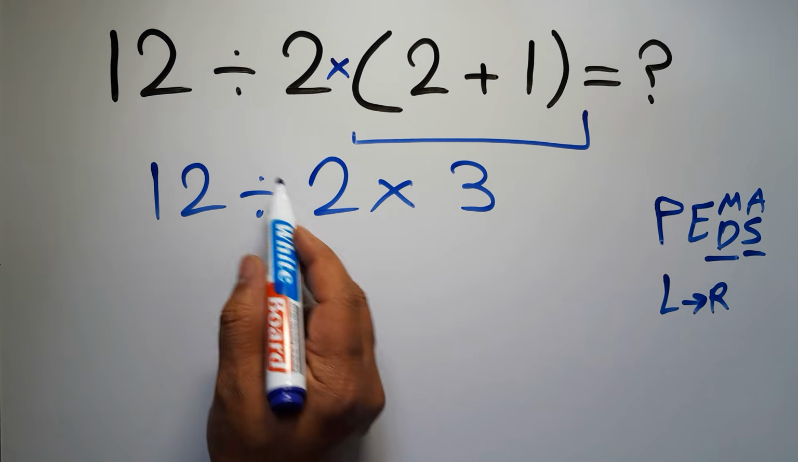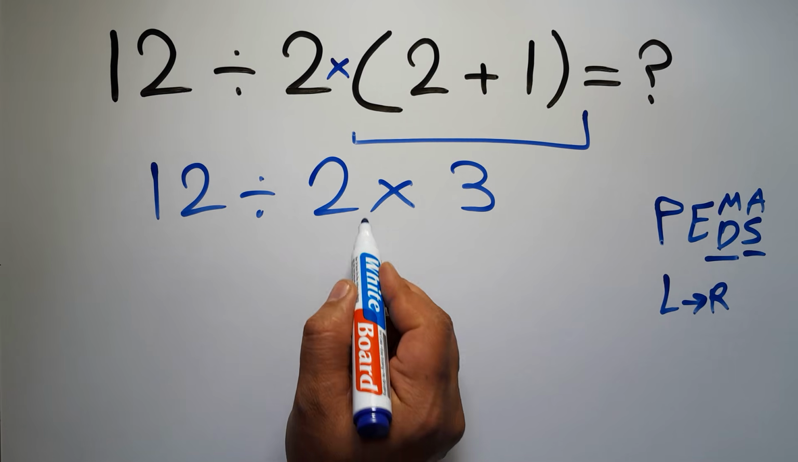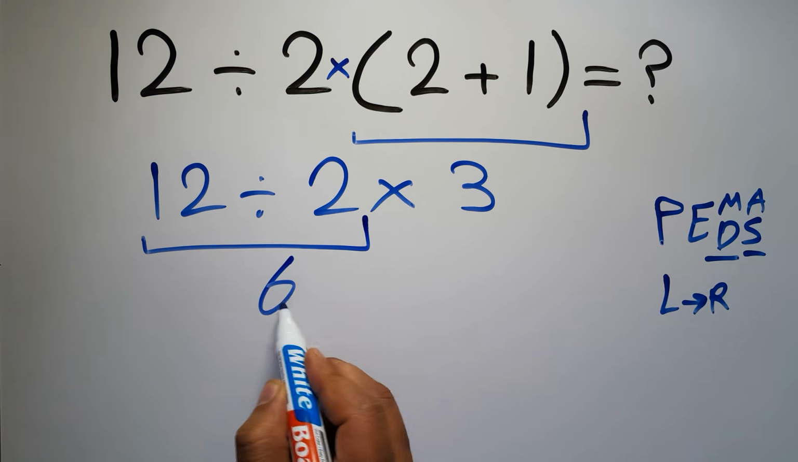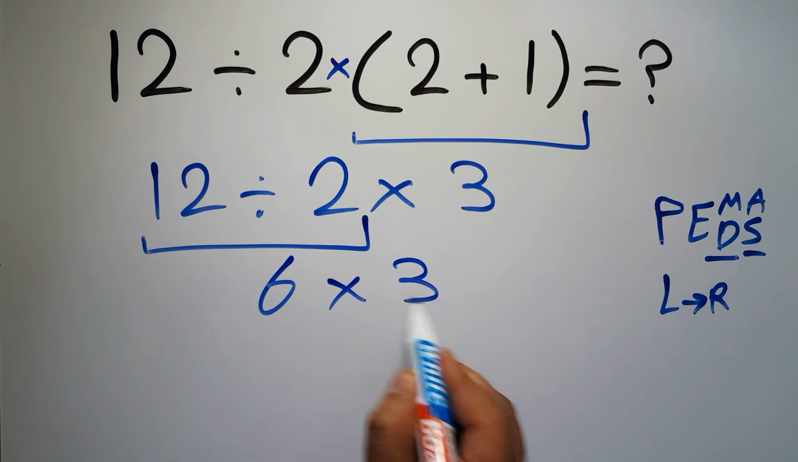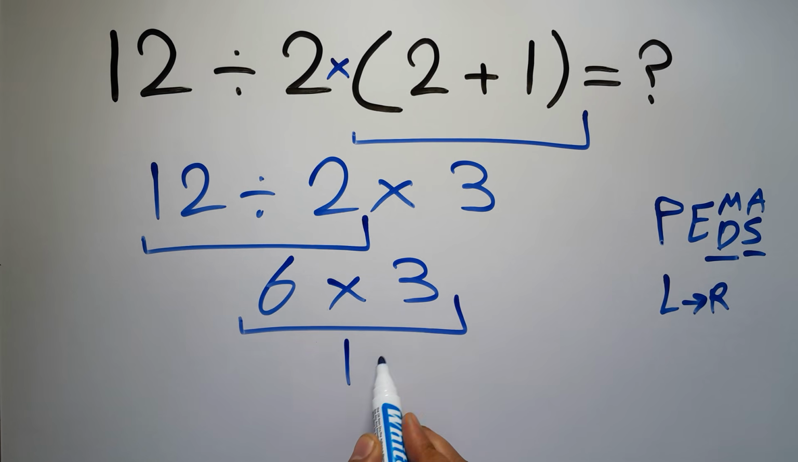So here first we have to do this division. 12 divided by 2 is just 6. So 6 times 3, which equals 18. And this is our final answer to this problem.